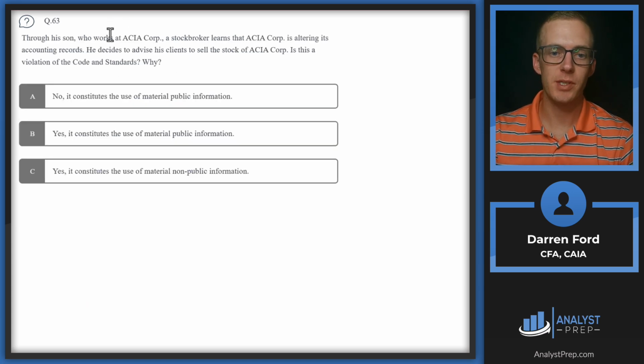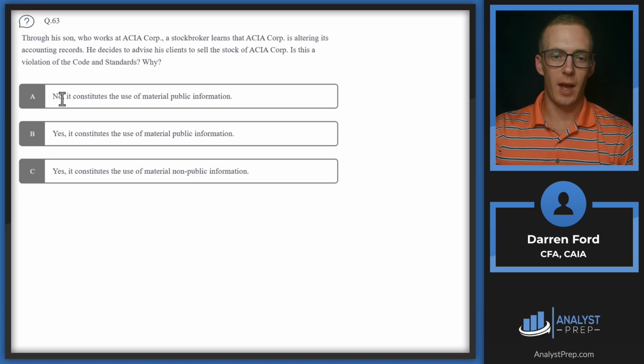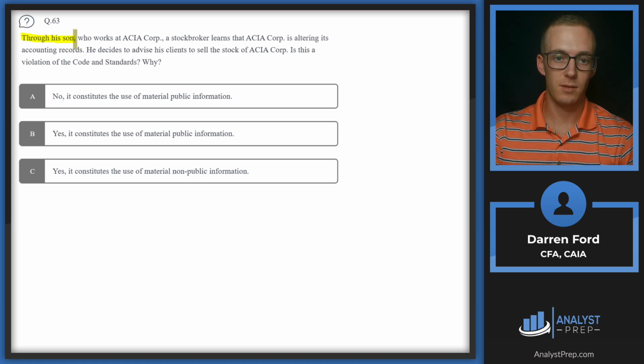Question 63. Through his son, who works at ACIA Corp, a stockbroker learns that ACIA is altering its accounting records. He decides to advise his clients to sell the stock of ACIA. Is this a violation of the code and standards, or why? So we've got a no and two yeses for whether we're violating or not. So that'll be our first decision there. Keys here are going to be through his son, who works at the company. So his information source sounds like it could be insider information. Then the second part of material non-public information, which it sounds like this is non-public information, is whether it's material or not. And material is defined by information that would be likely to move the stock price, basically.